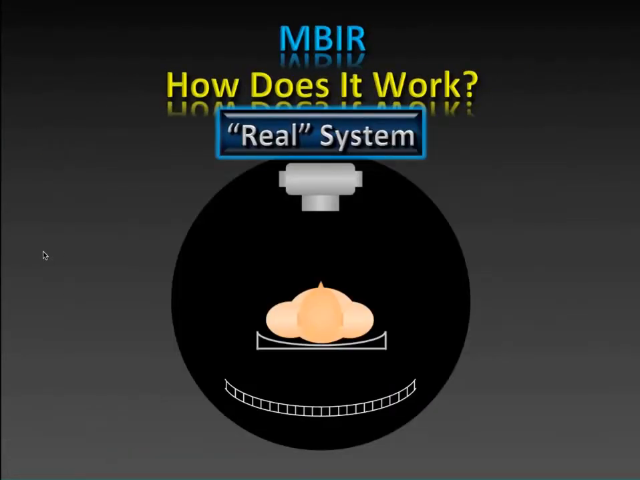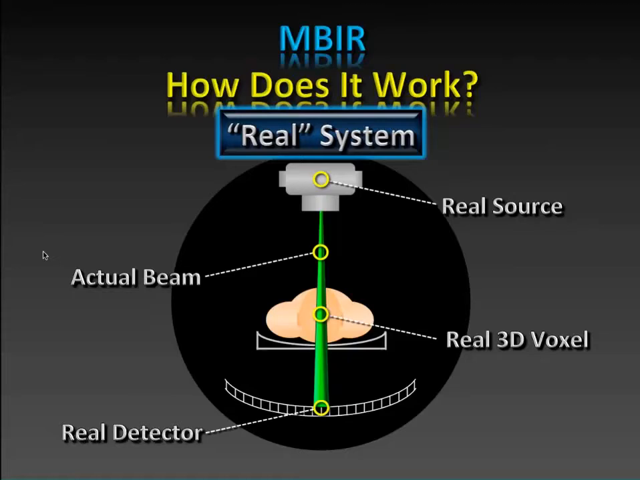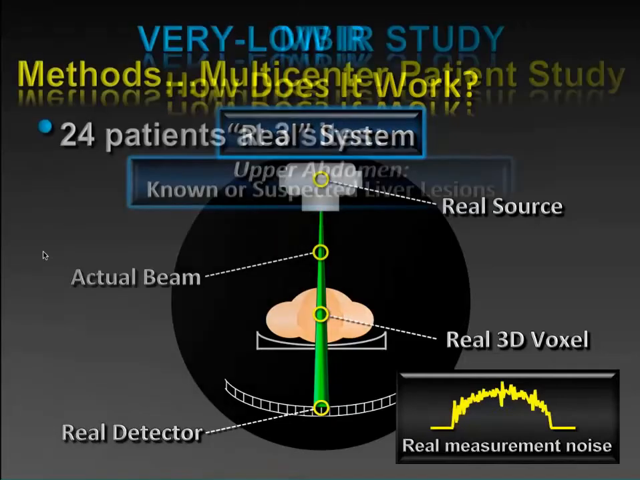Now, how does MBIR work? Well, basically what it does is that it models the entire system. It models the shape of the focal spot on the anode. It models the shape of the X-ray beam. It models the interaction of the X-ray beam with the voxel in 3 dimensions. And it models the interaction of the X-ray beam with the detector. Furthermore, it models the real noise. As a result of that, you get much better data, even from very low radiation dose data sets. The penalty to pay, however, is it takes longer to reconstruct these images because there's so much going on.